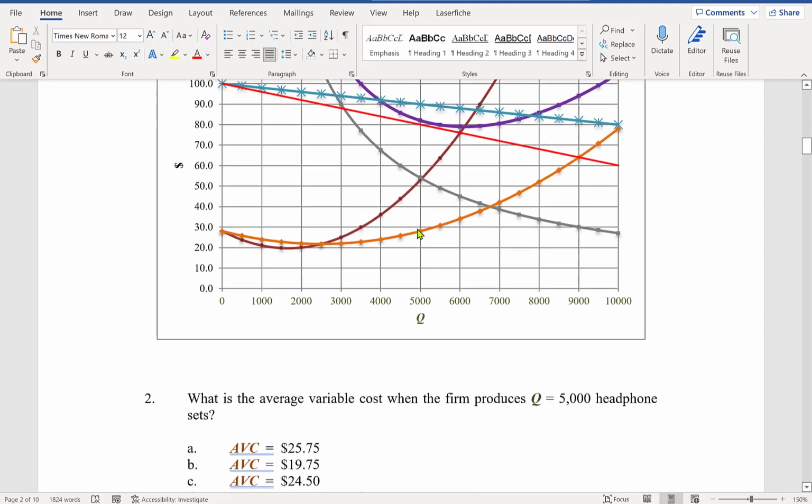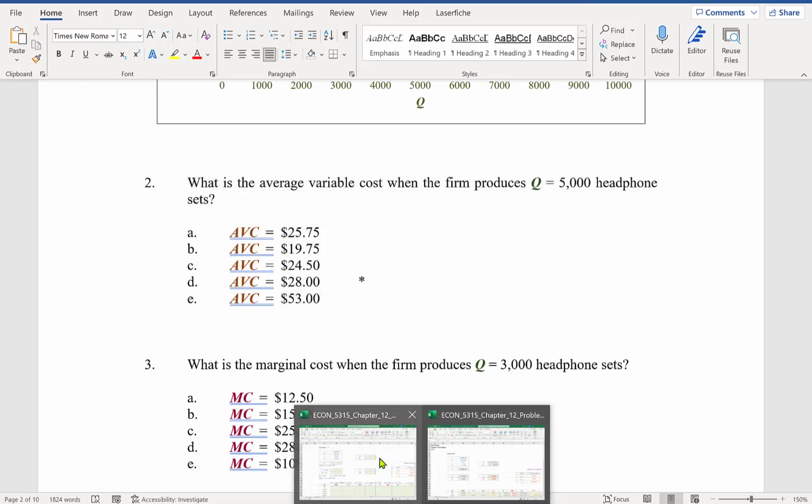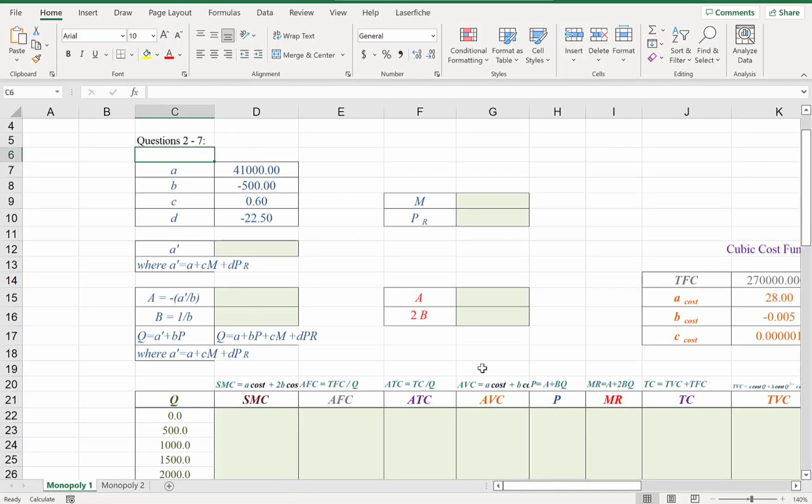We're going to learn how to draw this, and then the second question is, what is the average variable cost when the firm produces 5,000 headsets? Okay, so I'm going to go ahead and go to this. This is called ECON 5315, chapter 12, problems, Excel file. Okay, so this is the empty one. We're going to fill this up.